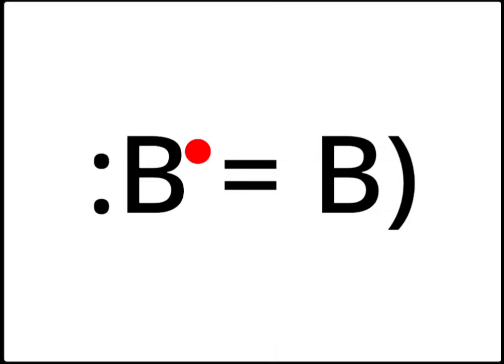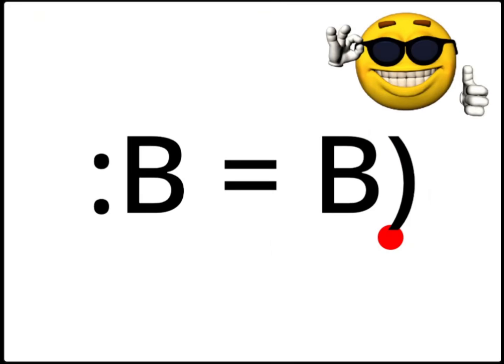So, for example, there's one exception though, which is the colon B is going to be equal to B with a smile. I know it doesn't fit the base that I just explained, but it's just cooler like this. It's just one exception. So yeah, very cool.